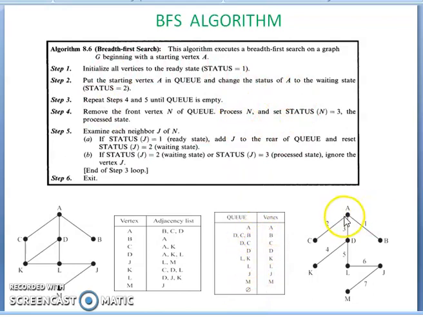So here the visiting is from A to B, B to C, and after that you visited C and then D. After D you visited K, after K you visited L, after L you visited J, after J you visited M. So this is the BFS algorithm, the breadth first search algorithm. We are using the Q data structure in this. So this is called the BFS algorithm.